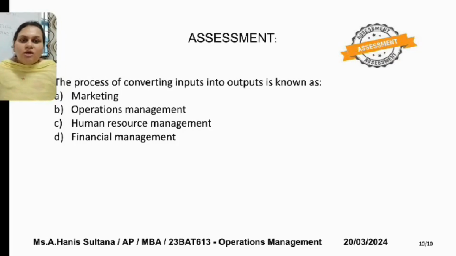And this is for your assessment. The process of converting inputs into output is known as, as we know, operations management.